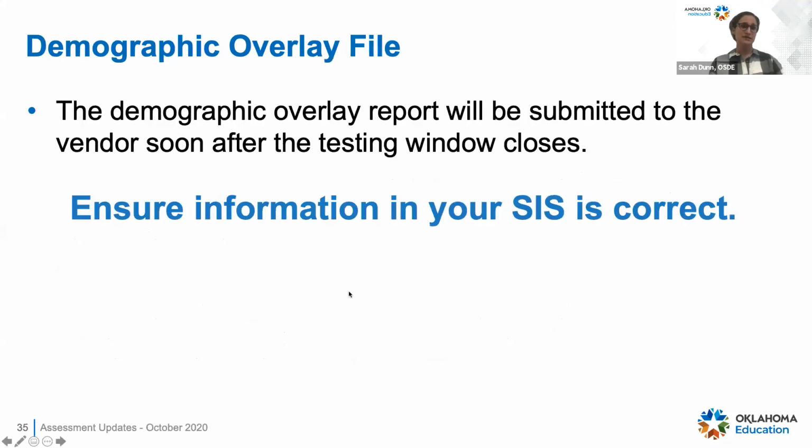Next, I mentioned this a little bit earlier, the demographic overlay. It's something that we do towards the end of the testing window where we pull student information and student demographics again. More information about this process will be sent out closer to time. The most important thing is to make sure that your student information is correct.